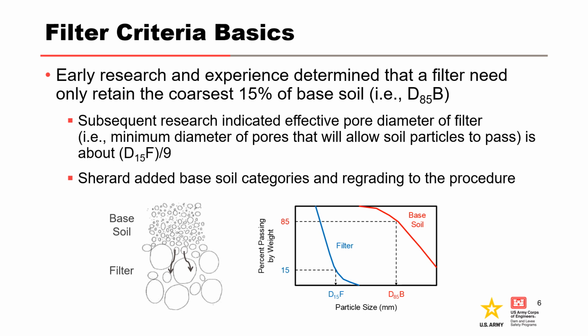If the D85 of the base soil is the same size as the effective pore diameter of the filter, then the D15 of the filter equals 9 times the D85 of the base. This criterion applies to base soil category 1, which are soils with fines contents greater than 85%.